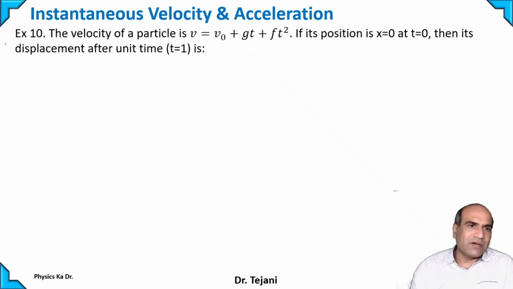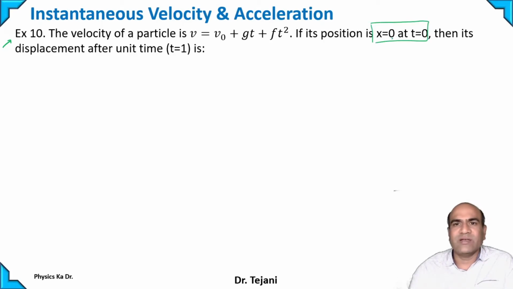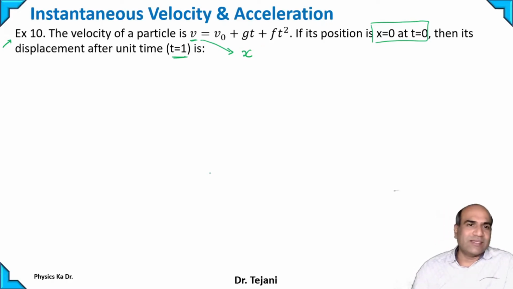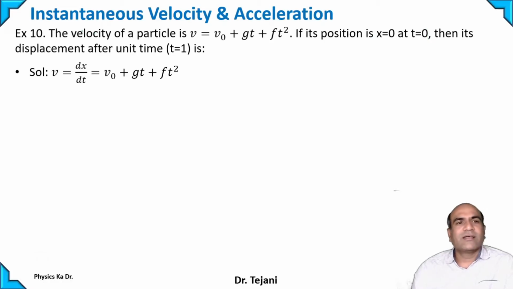Then example number 10. The velocity of a particle is v is equal to v0 plus gt plus ft square. If its position x is equal to 0 at t is equal to 0, then find its displacement after unit time, t is equal to 1. So the initial condition is given, x is 0 and t is 0, and we need to find at t is equal to 1. Here velocity is given, so we need to convert this equation in terms of x. Otherwise, how can we solve this? Pause the video and solve this.